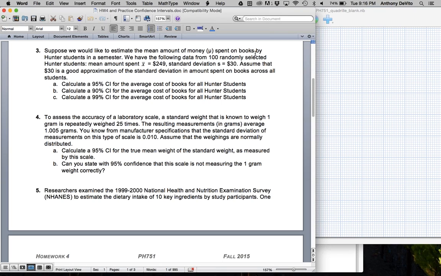Actually, in the next part it says, assume that 30 is a good approximation of the standard deviation for all students. In other words, it's asking you in the example to assume that the 30 is also the population standard deviation, so that you know sigma. Well, I'm going to work this a little both ways so that we can see how we might deal with this.